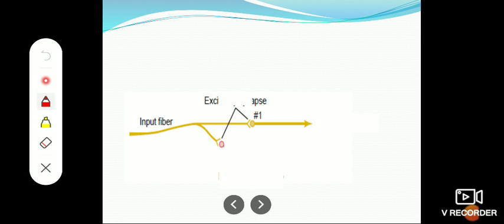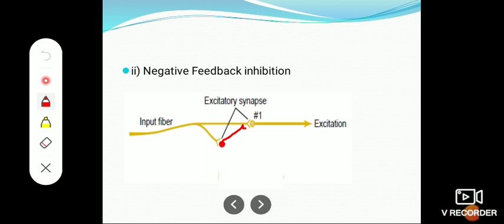Now here you can see again an excitatory neurotransmitter is there, but it is giving a branch to one more neuron which is inhibitory in nature. So now it is called negative feedback inhibition. Through this we are getting excitation, but through the same it is stimulating this neuron also, which is inhibitory in nature. So this is called negative feedback inhibition. Okay, this will put a brake on the constant excitation.